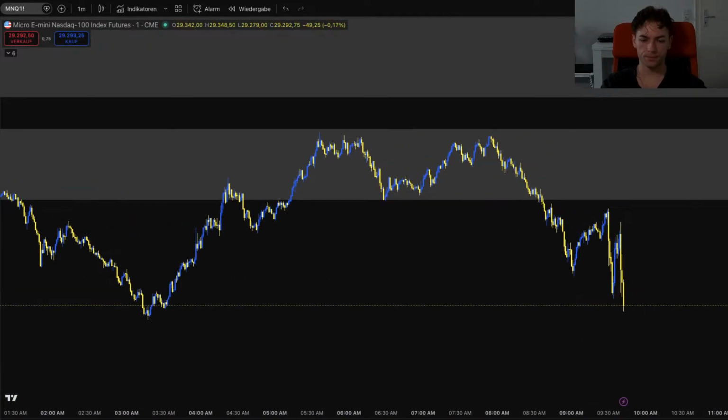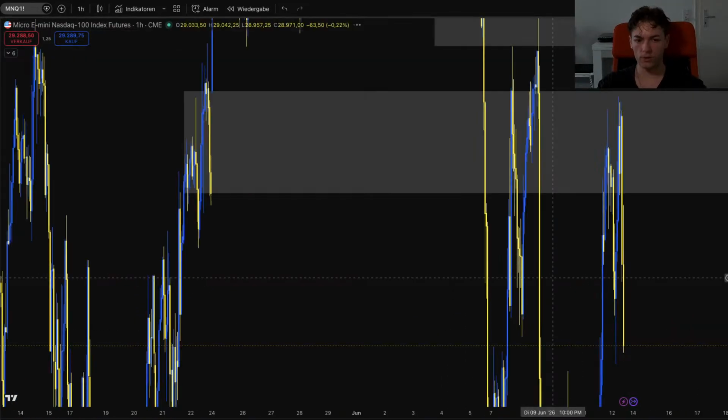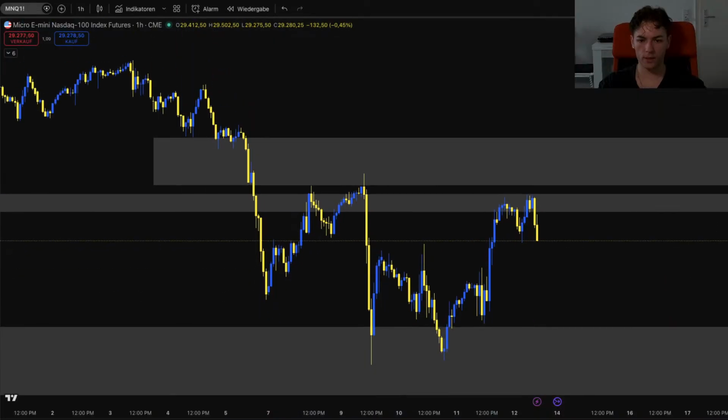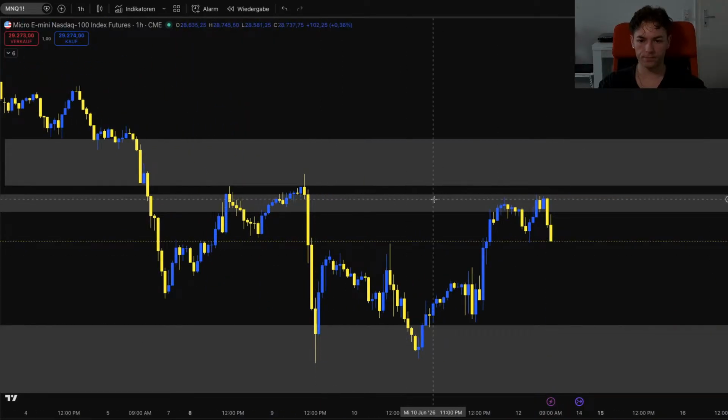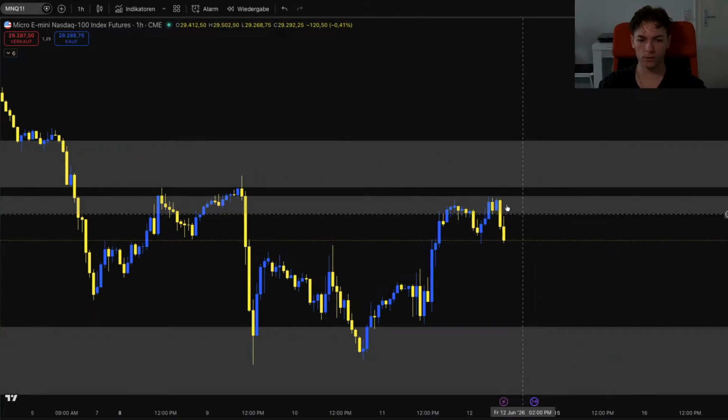So yeah, let's go back to 1 hour really quick. So yeah, relatively equal lows in here. Respected the daily volume imbalance.